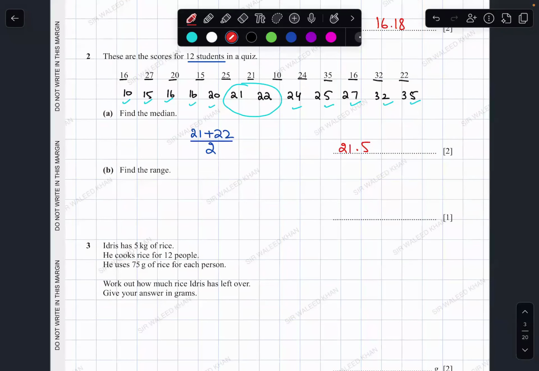Find the range: the highest value minus the lowest value. So the highest value over here is 35 minus 10, 25. And if you think कि किसी question में आपको issue आ रहा है, just ask. Okay.